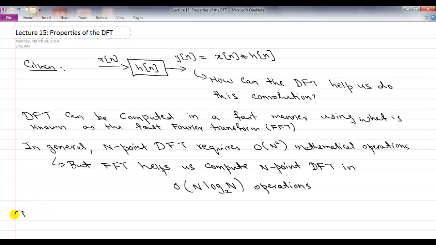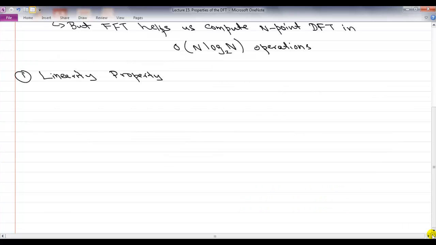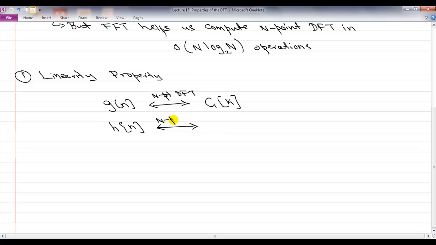Okay. So the first property is the linearity property. Just like all the other transforms that we have studied, the DFT is a linear transform. What this means is that if I have two sequences, g[n], we compute the N-point DFT to get G[k], and we have a sequence h[n], and we compute the N-point DFT to compute H[k].